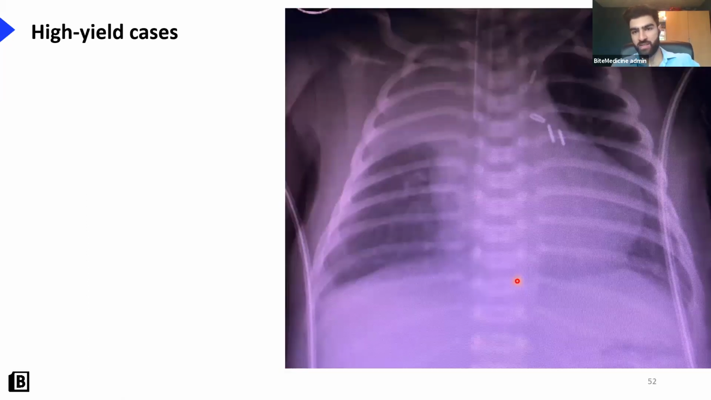What's the diagnosis? Ignore these metal things. Maybe they're surgical clips or something. What's the abnormality? Ignore the heart as well. This is a baby, so the heart, yeah, there is cardiomegaly, but what's the lung abnormality here?